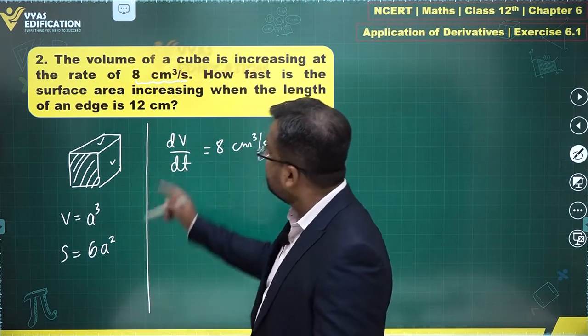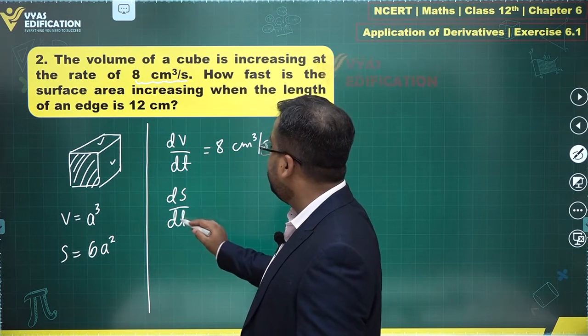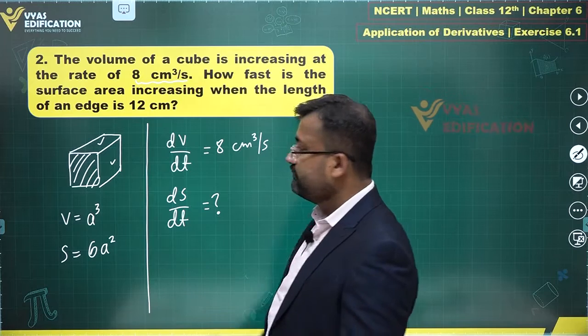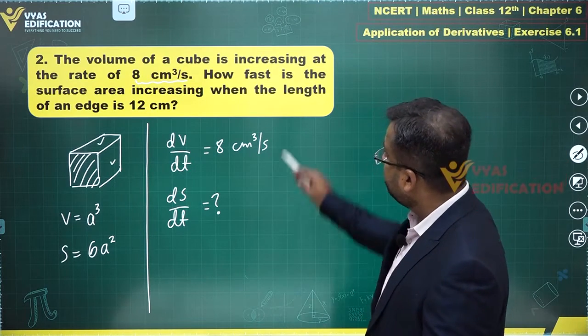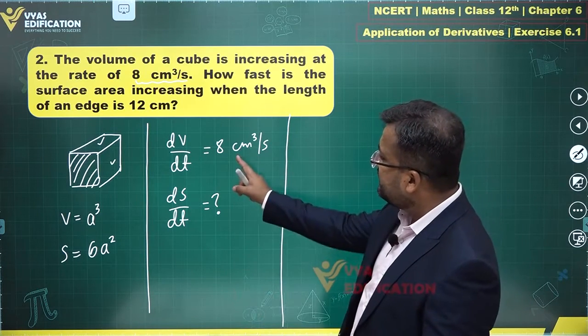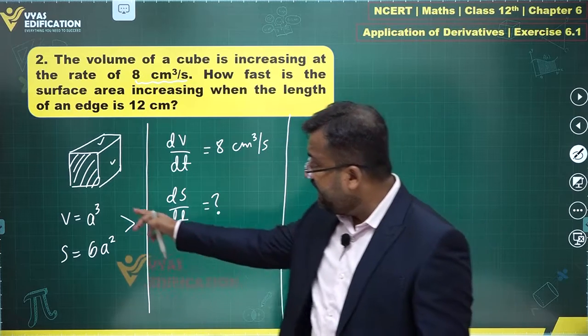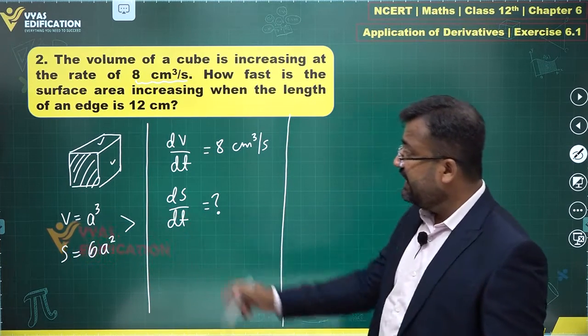And what are we asked? How fast is the surface area increasing? dS by dt is being asked. And how do we deal with this one? We are given certain things. And what's the link between these two? The link is that a. You remember this? You see this, right?